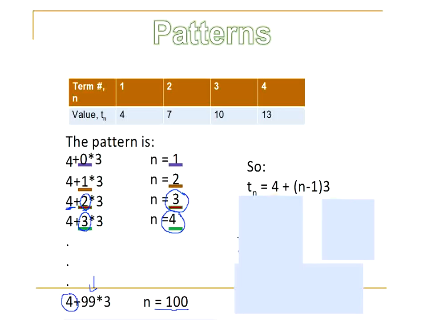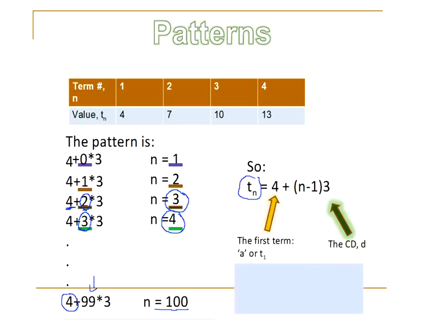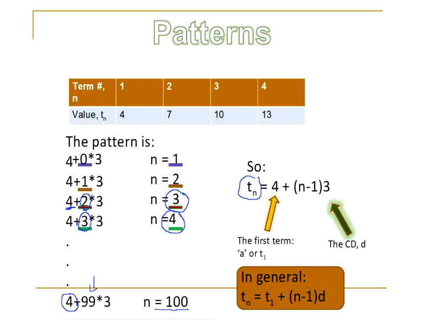So what we see here is that I can get the term value for any term number using this equation. And so this 3 was the common difference, and this 4 was the first term, which we'll call T1, or A. I'll usually use T1. So in general, when we have a common difference, what we get here is an equation that says Tn equals T1 plus n minus 1 times D.